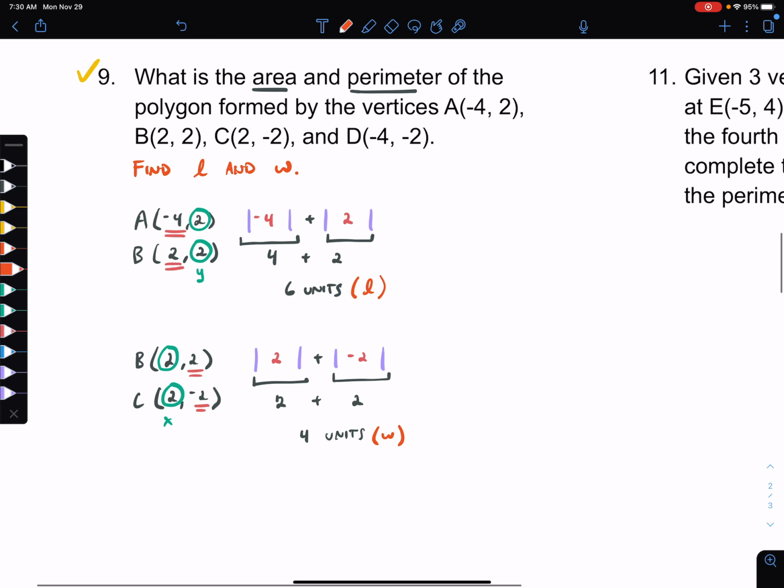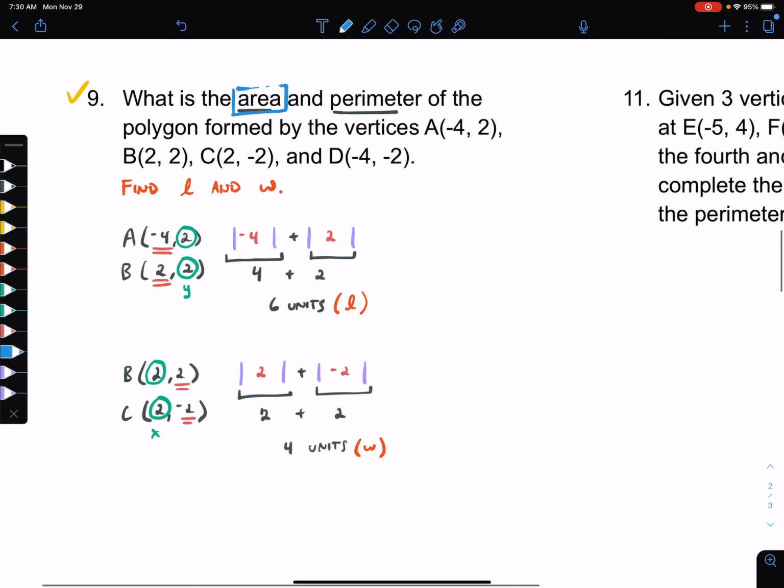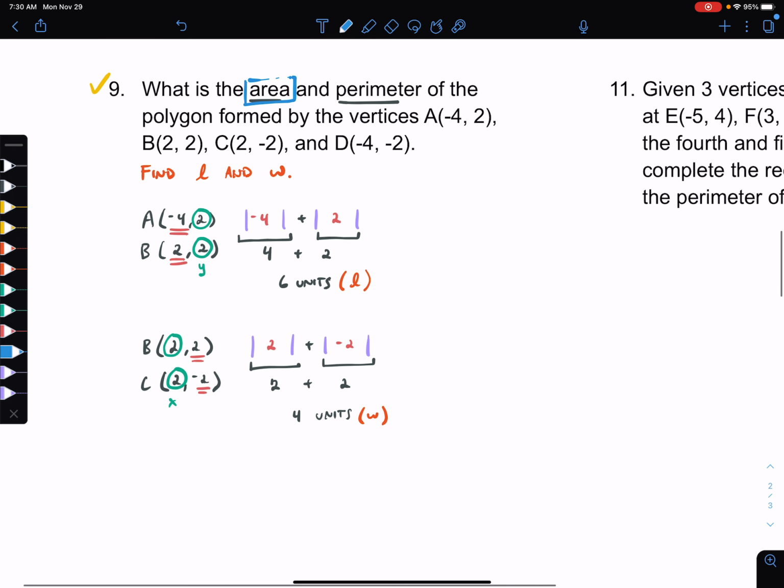So if we want to find the area of this thing, we can go ahead and do so. So for the area, oh my goodness. Sorry about that. I'm not sure what happened. So for the area, that's length times width. So the length here is going to be 6 units, and the width is going to be 4 units. So 6 times 4 is going to be 24 square units.